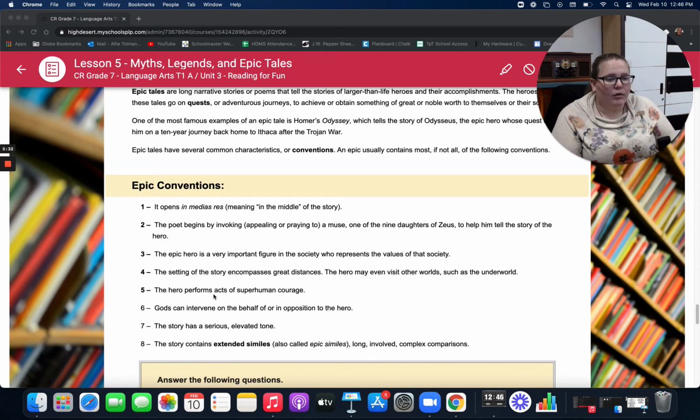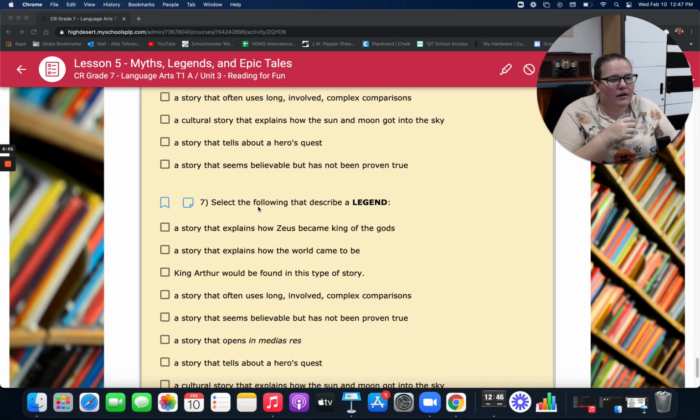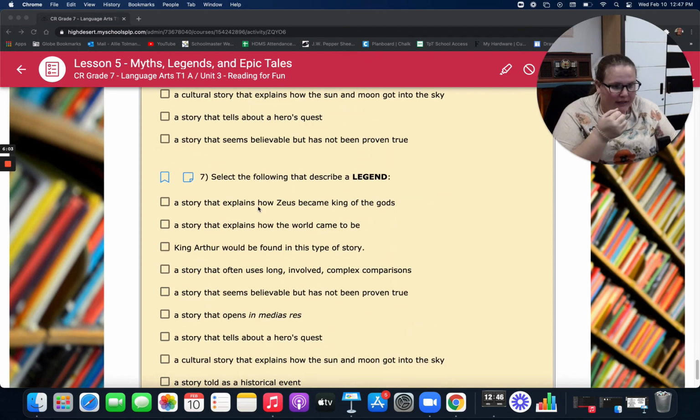Number 5, the hero performs acts of superhuman courage. Number 6, gods can intervene on the behalf of or in opposition to the hero. Number 7, the story has a serious, elevated tone. Number 8, the story contains extended similes, also called epic similes, long, involved, complex comparisons. And then you answer the following questions, and these are select more than one that apply.